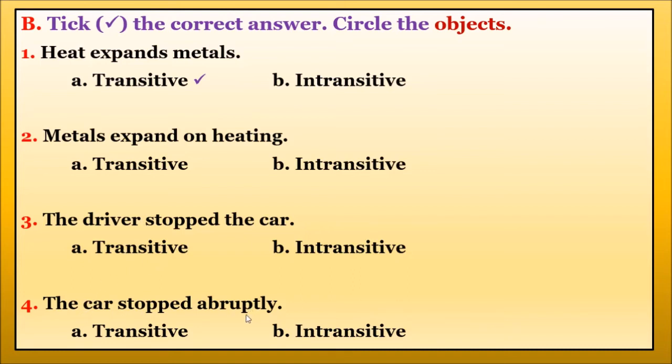The car stopped abruptly. Where did it stop? Did they mention any particular point here? There is no direct object here. The car stopped abruptly comes under what? Intransitive verb. So the first answer is intransitive, the second answer is transitive, the third answer is transitive, and the fourth answer is intransitive.